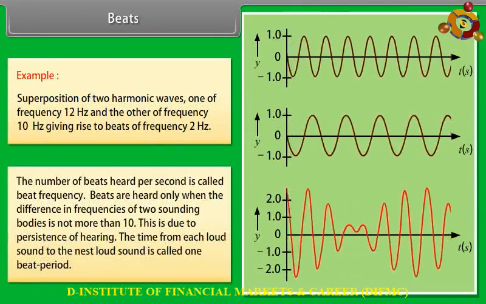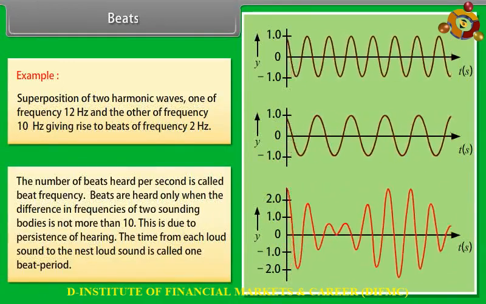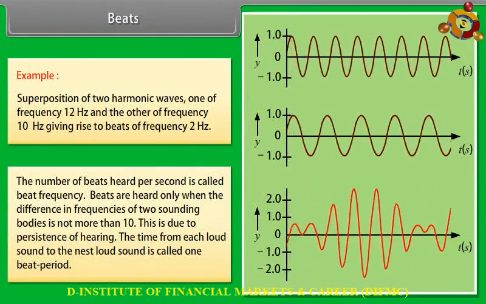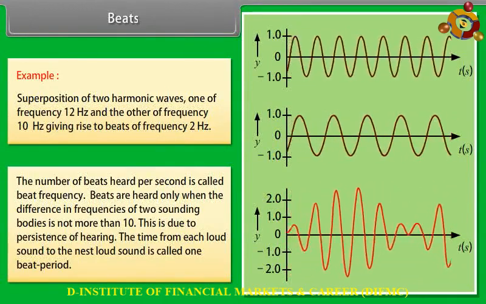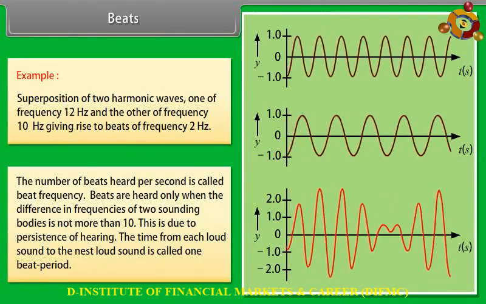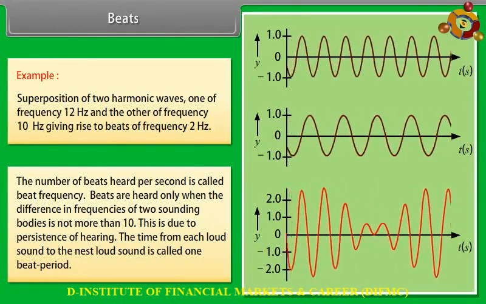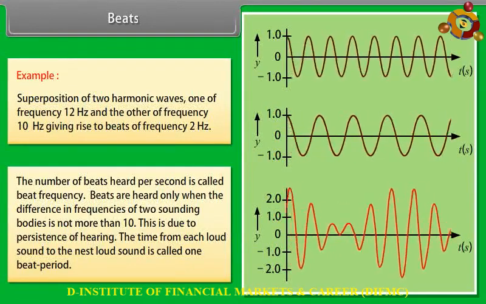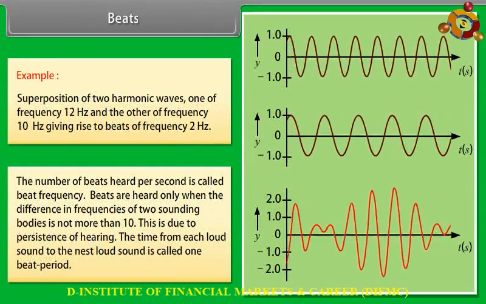The number of beats heard per second is called beat frequency. Beats are heard only when the difference in frequencies of two sounding bodies is not more than 10 Hz. This is due to persistence of hearing. The time from each loud sound to the next loud sound is called one beat period.